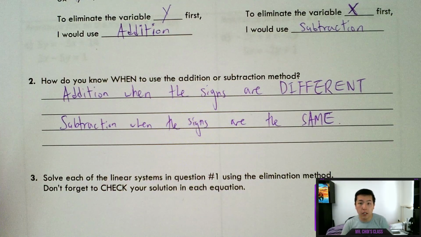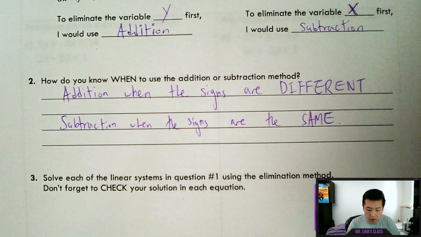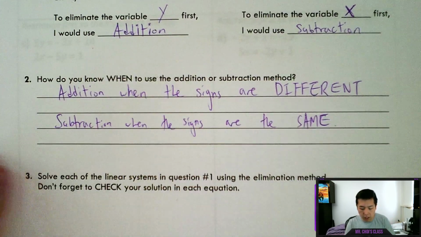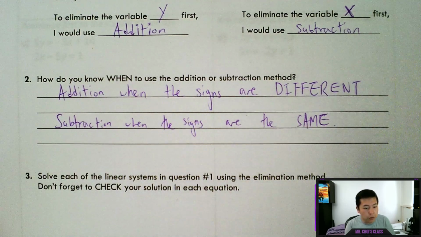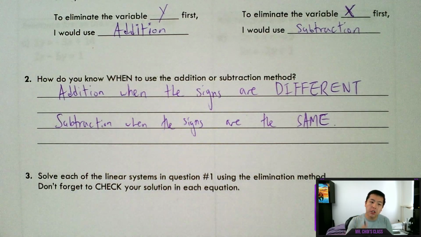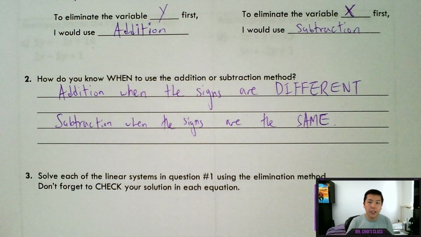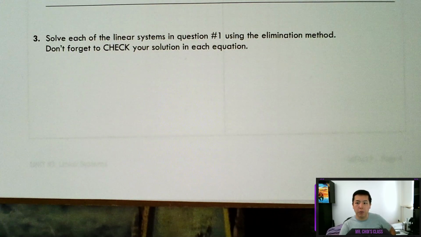So once again, today's class is going to be fairly short. We're only going to go over around 3 examples today. I'll do one question here at the bottom, and then we'll do our second sheet. We use addition when the signs are different, and subtraction when the signs are the same. So, for number 3, solve each of the linear systems in question 1 using the elimination method.